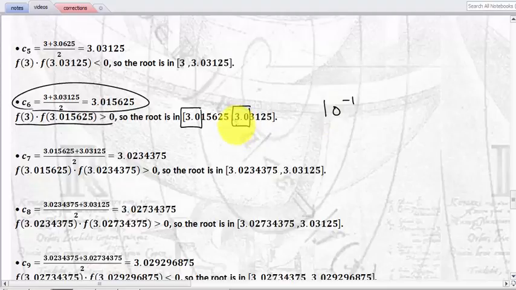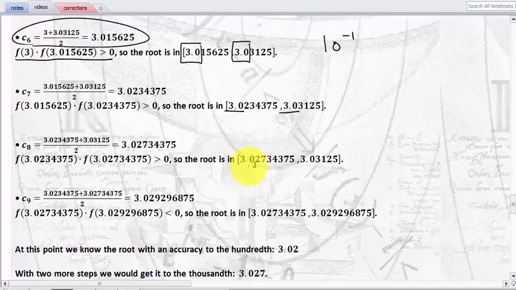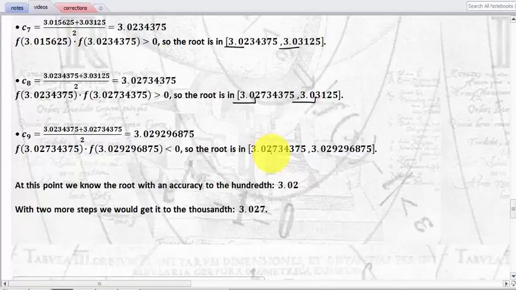If you want to know it more precisely, you have to keep on dividing. Let me see, it's still to the 10th right here. I am still to the 10th right here. Wow, you have to go really far. Oh, right here. I know it's between 3.0273 and 3.029. Okay, so the solution is 3.02. And it takes 2 more steps to get the 3rd digit fixed right here.